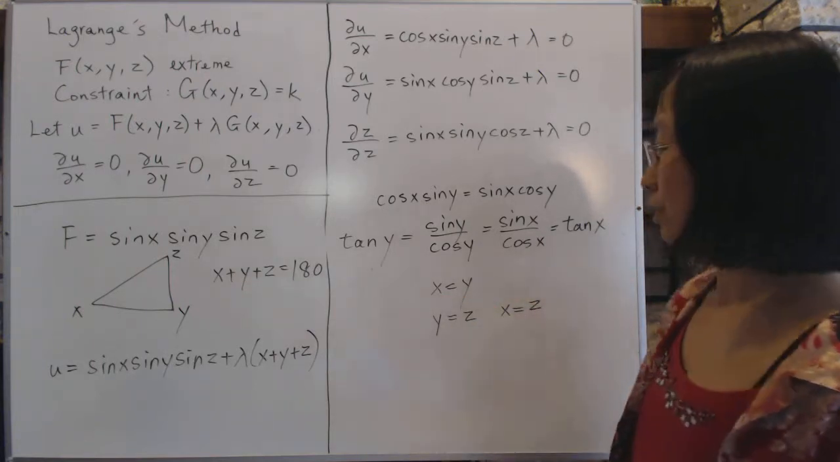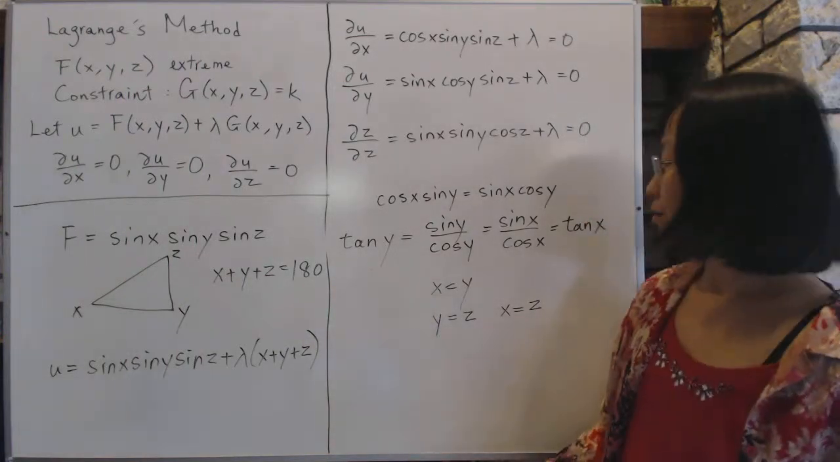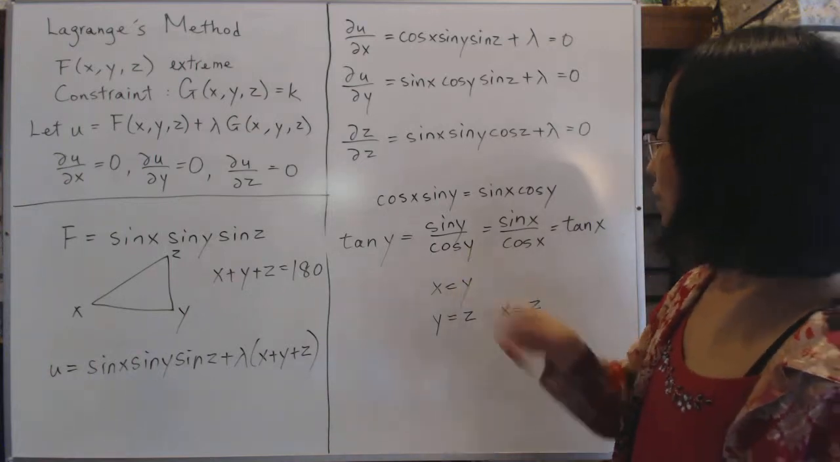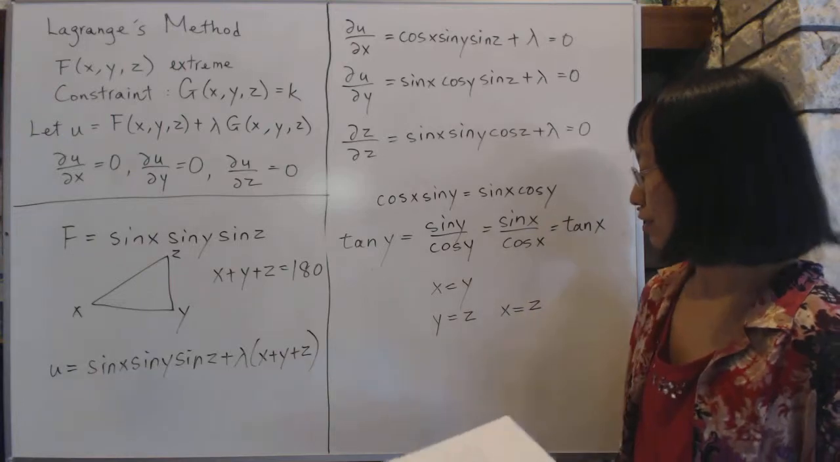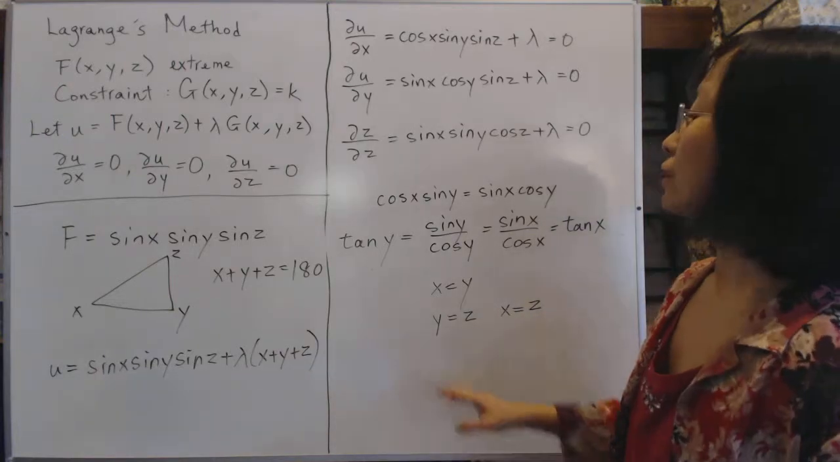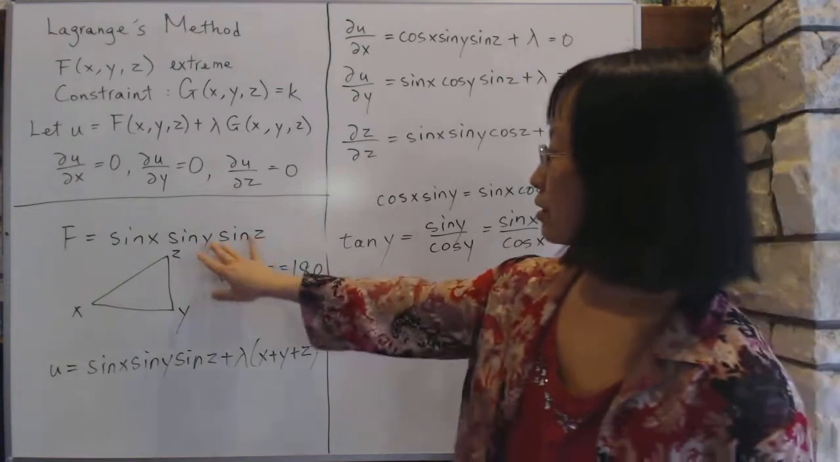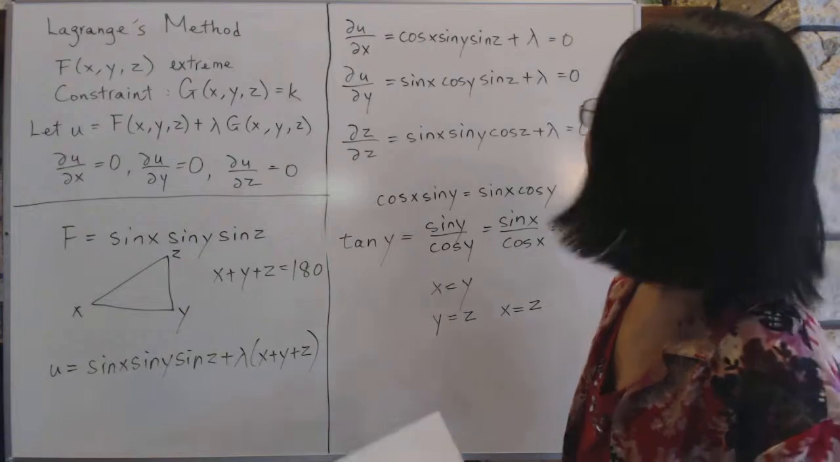So the three angles are the same, which means that the triangle has to be equilateral, which is what we've been trying to prove. Now, in doing this, we have to be careful to state that cosine y cannot be 0, okay, before we can do any of these things. But that can be readily verified because of the angles having to sum to 180 and such.